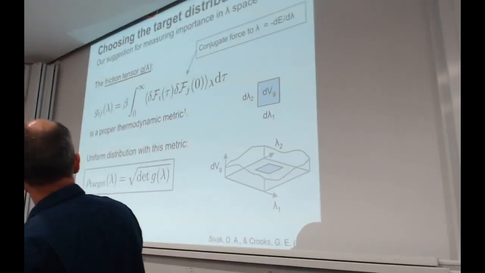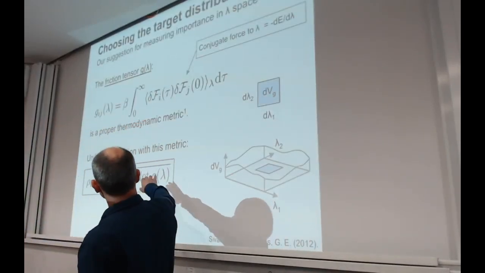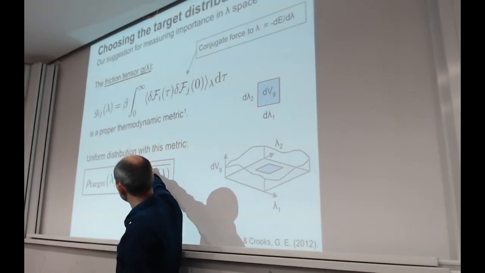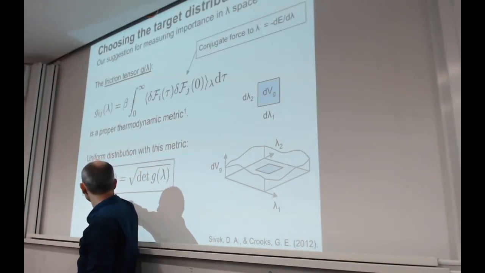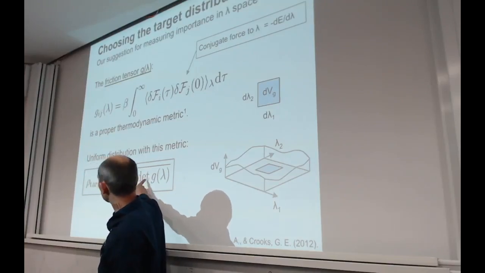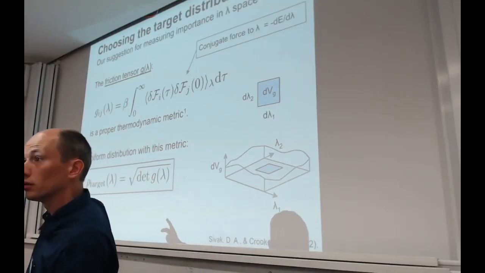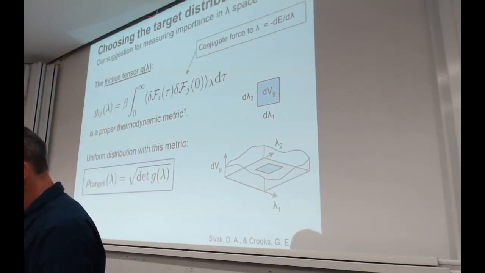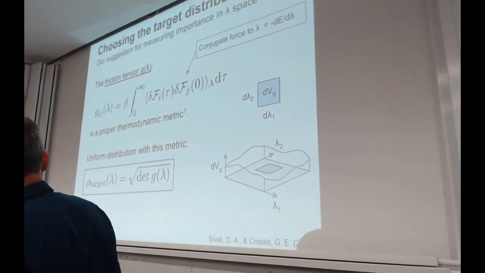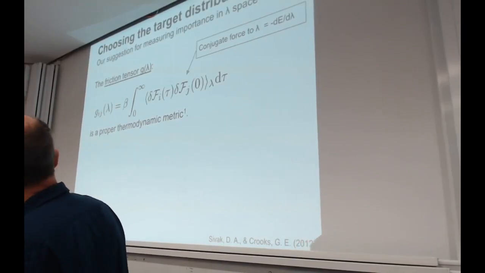So the idea is now that since we have a metric in this space, we can generate a uniform distribution with this metric. So that means that I set my target distribution as a function of lambda as the square root of the determinant of this metric. So that's the standard way of doing flat sampling here. So then the question is, does this actually work?